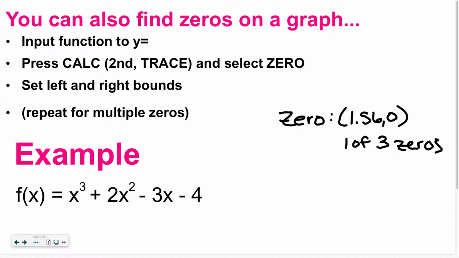Go to that same menu, second trace, choose 0, choose left, choose right, choose guess. And you'd have to do that for each individual 0.